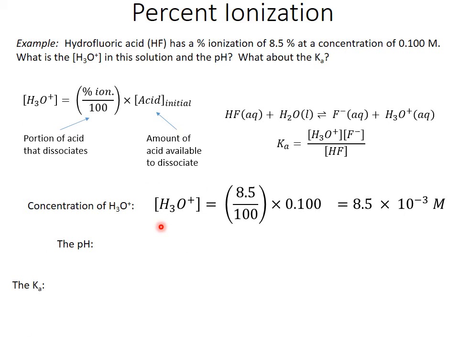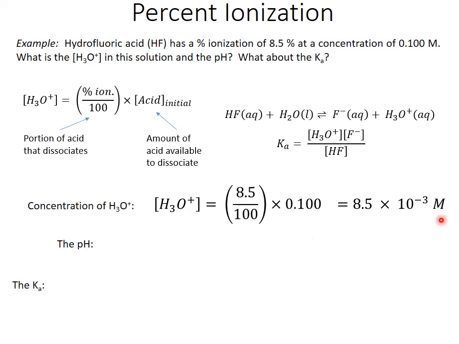The H3O plus equilibrium concentration equals 8.5% ionization divided by 100 times 0.1. That's the original molarity. That equals 8.5 times 10 to the minus third molar. Now note, 8.5 times 10 to the minus third is 8.5% of 0.1. That's what this means.